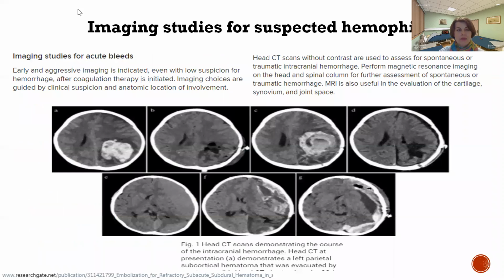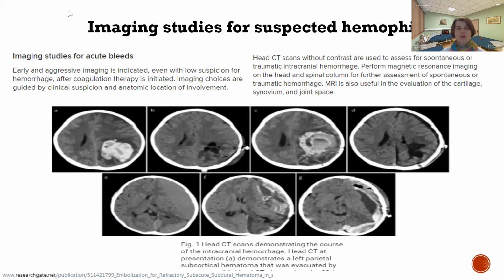Early and aggressive imaging is indicated for patients with acute bleeds, even with low suspicion for hemorrhage after coagulation therapy is initiated. Imaging choices are guided by clinical suspicion and anatomic location of involvement. Head CT scans without contrast are used to assess for spontaneous and/or traumatic intracranial hemorrhages. Perform magnetic resonance imaging on the head and spinal column for further assessment of spontaneous or traumatic hemorrhages.